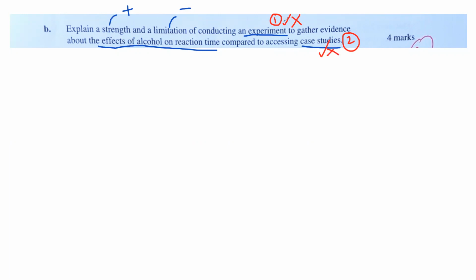So essentially, you're talking about one positive of an experiment for collecting data on alcohol and reaction time, and then one negative. And then you're talking about one positive of case studies for collecting data on alcohol and reaction time, and then one negative. So that's what you're doing. And that's why it's worth 4 marks. You get 1 mark, 1, 2, 3, 4, 1 mark for basically talking about each.